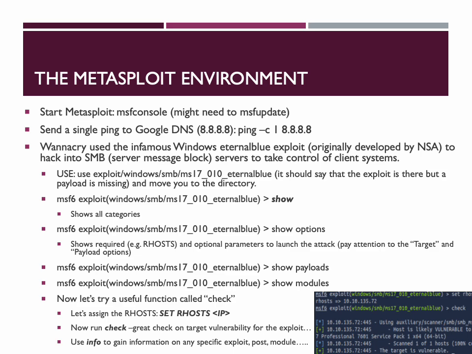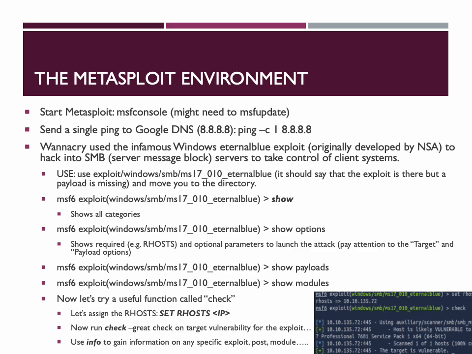Then it suddenly says msf6 exploit. If you look at it, now it says windows/smb/ms17_010_eternalblue. So EternalBlue is the exploit. Show all the categories. It now will give you all the categories. You can now say show options. Now it will show these required things like RHOST and optional parameters to launch the attack.